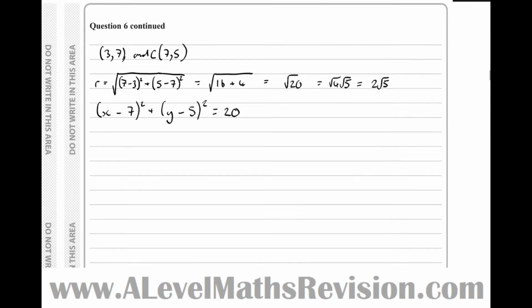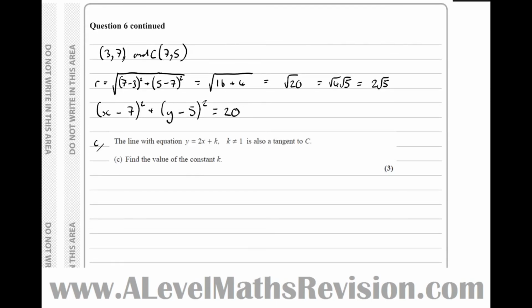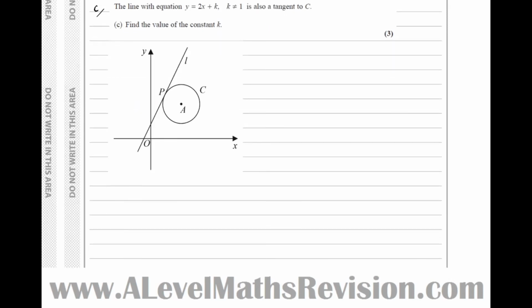So part C. Let's just put the question there to remind us. It says the line with equation y equals 2x plus k, where k can't equal 1, is also a tangent to C. Find the value of the constant k. So let's just remind ourselves of what the diagram looked like. So that's it there. And we know that this has equation y equals 2x plus 1. And we know that the line with the equation 2x plus k is another tangent. So it must be parallel. So the only place it could be is there. Has to have the same gradient and touch the circle. So it has to be there.